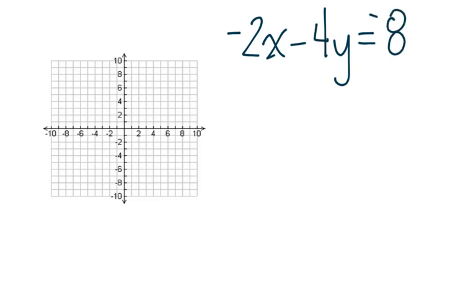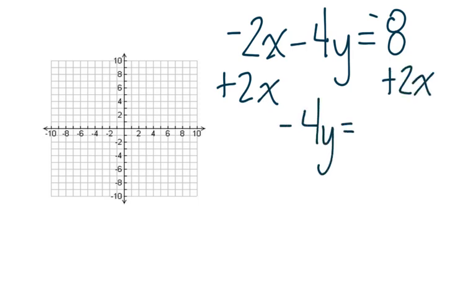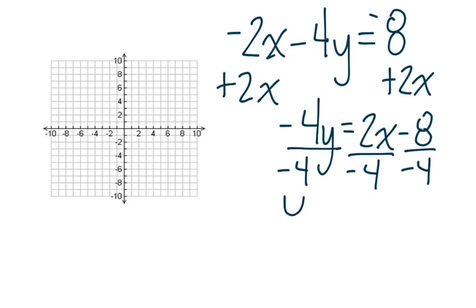Let's go ahead and do another example here. We're going to do negative 2x minus 4y equals negative 8. So we're first going to add 2x to both sides, so we need to actually make sure that we can solve for y first. So we get negative 4y equals 2x minus 8, divide by negative 4. When we do that, we get y equals 2 over negative 4 simplifies to be negative 1/2 x. Negative 8 divided by negative 4 is plus 2.